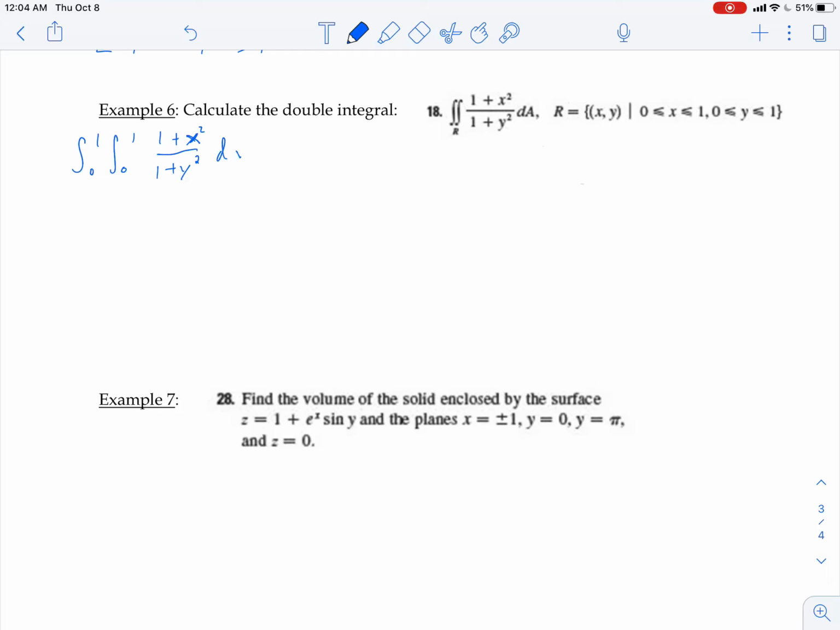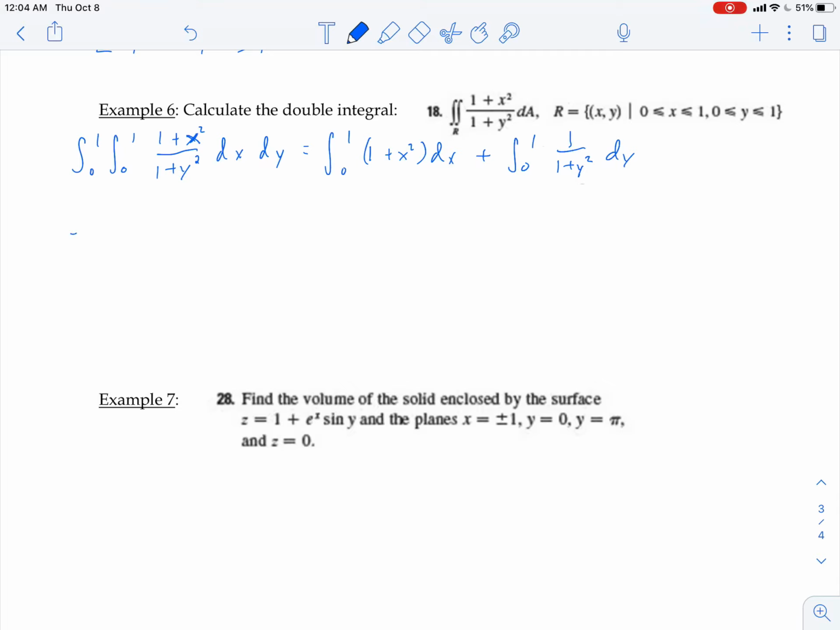No, this is not going to matter. dx, dy. And the reason why that's not going to matter is because hopefully you see, oh, this is two functions. 1 plus x squared times 1 over 1 plus y squared. So we're going to break the integral up to be the integral from 0 to 1 of 1 plus x squared dx times the integral from 0 to 1 of 1 over 1 plus y squared dy. And then we're going to go ahead and solve.